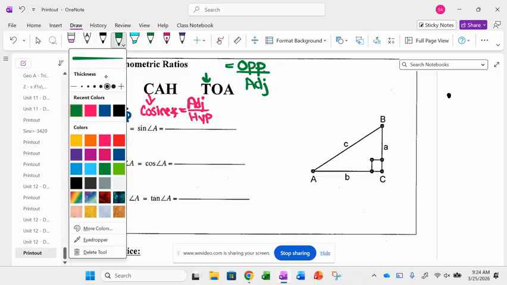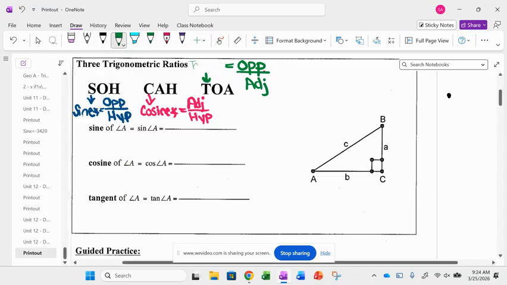Let me try again. Let me make the font a little thinner. There we go. So the sine of an angle pairs the side opposite that angle over the hypotenuse. The cosine of an angle pairs the side adjacent or next to the angle over the hypotenuse. And the tangent of an angle pairs the side opposite that angle over the side adjacent or next to that angle.